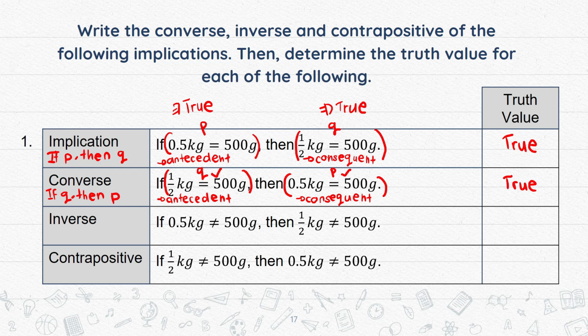Now we take a look at the inverse. The inverse is in this form: if tilde P, then tilde Q. Then we determine which one is tilde P and which one is tilde Q. 0.5 kilogram is not equal to 500 gram is tilde P. Meanwhile, 1/2 kilogram is not equal to 500 gram is tilde Q. Now tilde P will become the antecedent, and the consequent is tilde Q.